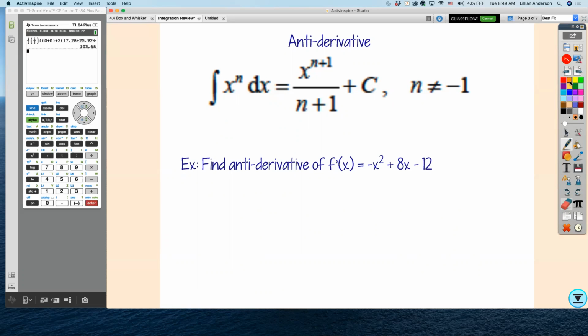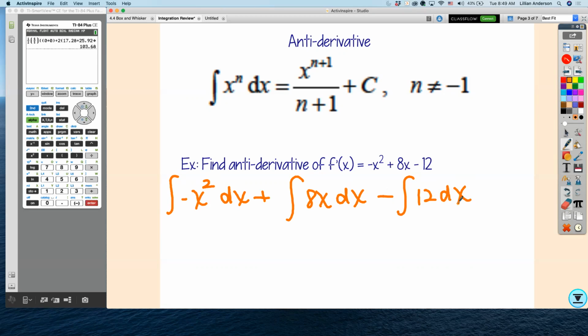So if you're asked to find the antiderivative of f prime of x equals negative x squared plus 8x minus 12, it's essentially asking you, okay, what's the original function? So you take the antiderivative of each piece of that function. So each term you would take the antiderivative of. So you add 1 to your exponent and then divide by your new exponent. So what's 2 plus 1? So this becomes negative x to the third over 3.